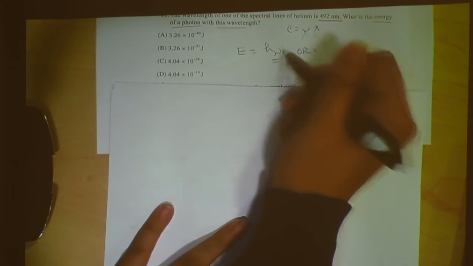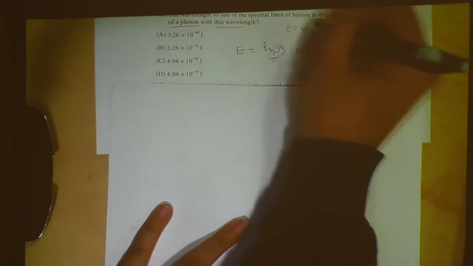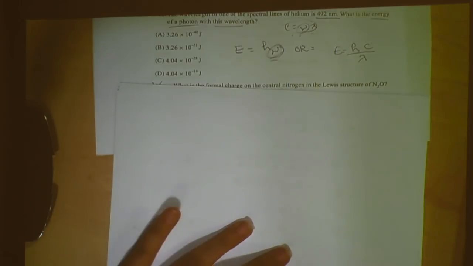So if I don't have frequency, I can say that energy is equal to h times a manipulation of this equation, which, solving for frequency, is c over lambda. So that's another way I can solve it. So you don't have to memorize Planck's constant or even c.